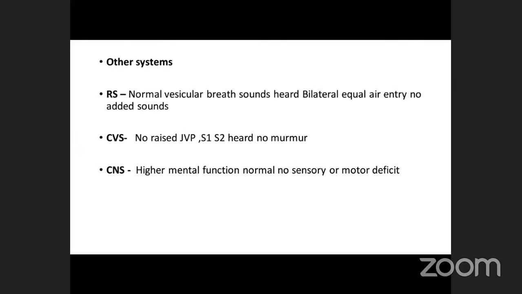Coming to the other system examination. Respiratory system. Normal vesicular breath sounds heard, bilateral equal air entry. There are no added sounds. What do you expect in a child with nephrotic syndrome? Fine, this child didn't have it, but what could they have? Ma'am, hydrothorax could be there, ma'am. Bilateral pleural effusion, no? Bilateral pleural effusion. Yeah, fine. So that is what.